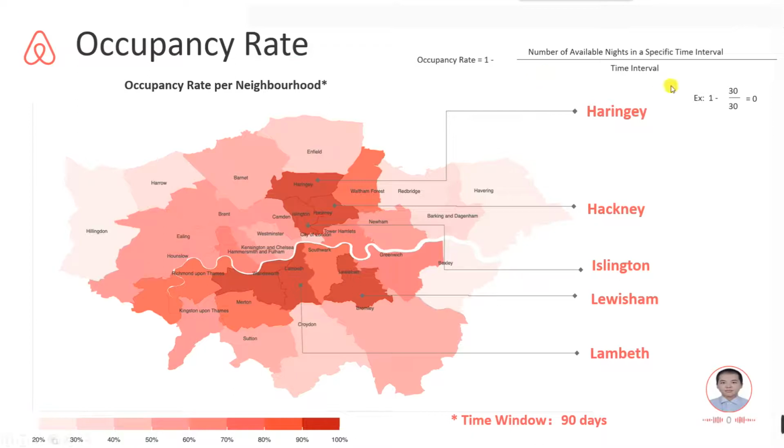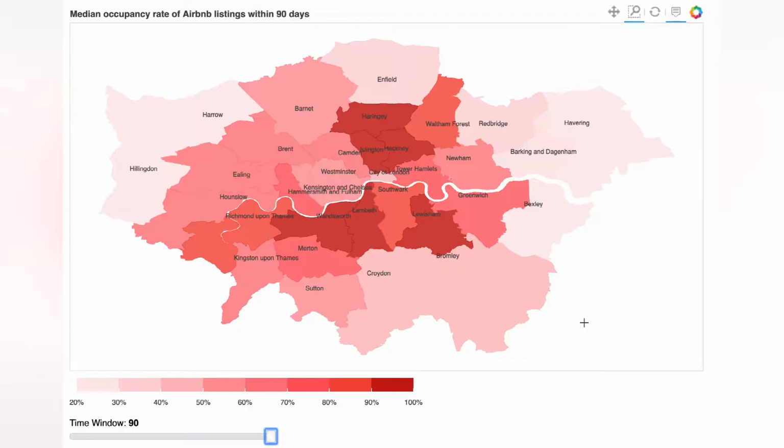For example, if a listing has 30 days available in the next month, its occupancy rate is 0 in a 30-day time window. Then we plotted the median occupancy rate for each neighborhood on the map in 3 different time windows. Let's take a closer look at how the occupancy rate per neighborhood changes over time. We start with the 90-day time window, as we can see here. Some popular areas like Ruyi, Lambeth, and Hackney are almost fully booked 90 days in advance.